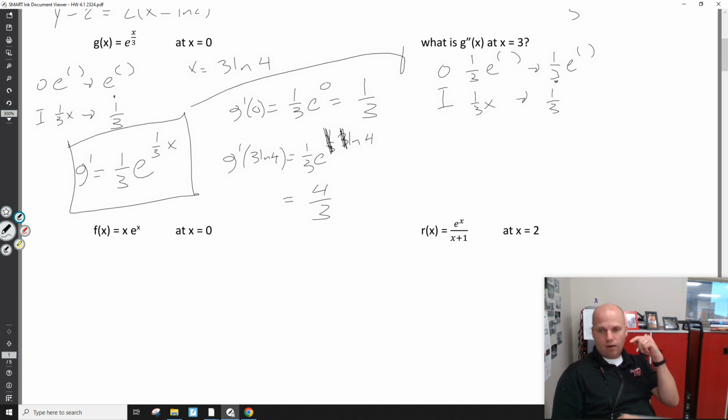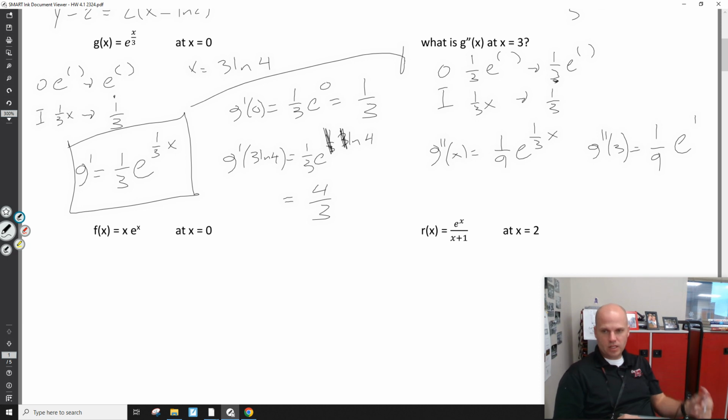Okay. Now, remember the chain rule, you multiply your O and I's derivatives, and when you multiply, you can multiply your constants together. Maybe not have to worry about writing it out too crazily. You get 1/9 e to the 1/3 x. At 3, I'll get 1/9 e to the first, e over 9.